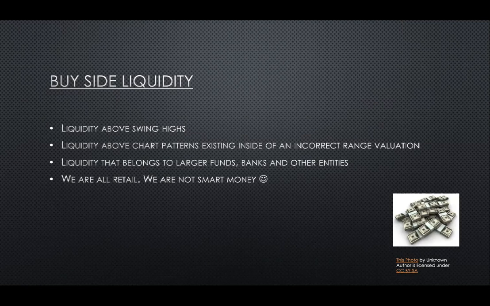Okay, so what level of liquidity rests above highs? It's liquidity that belongs to larger funds, banks, and other entities. Now, these entities can also be central banks, can be the Fed, can be the Bank of England, whoever, that processes orders that lead to order inflows and outflows into and out of the algorithm. Okay, that's buy side liquidity.